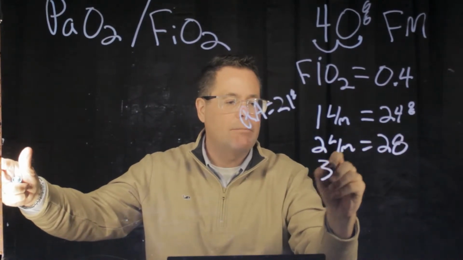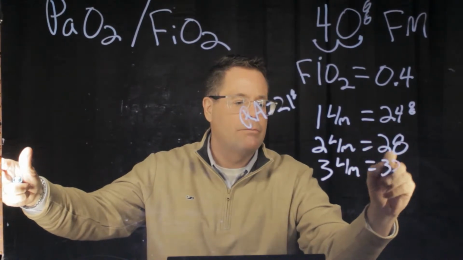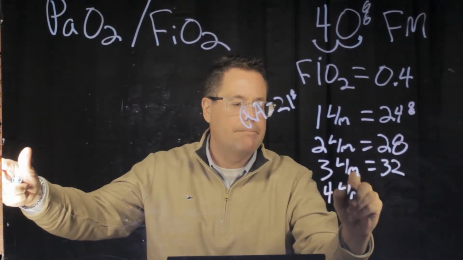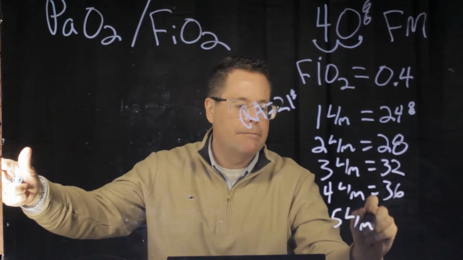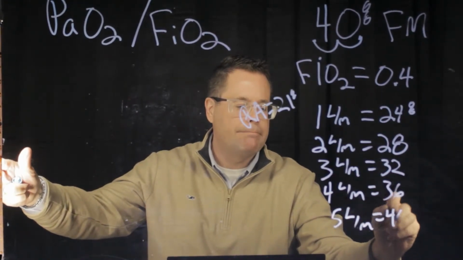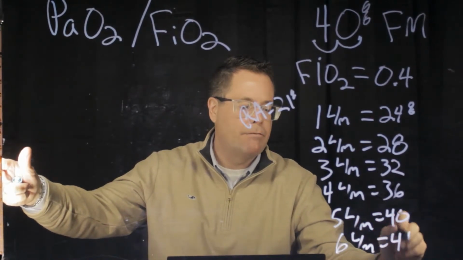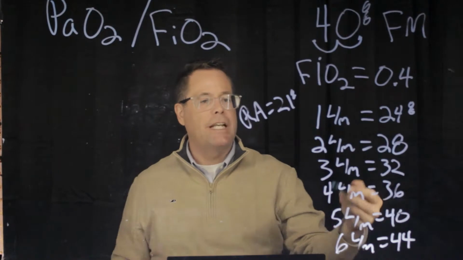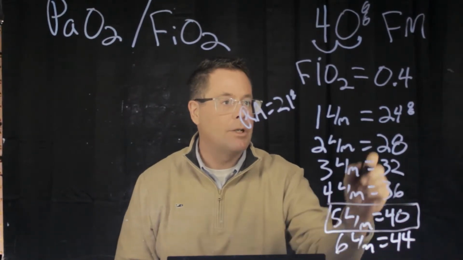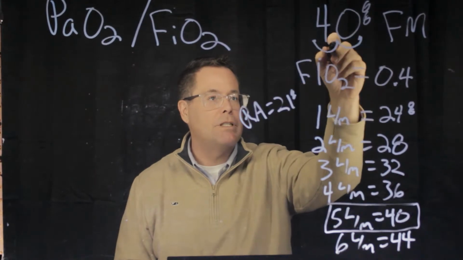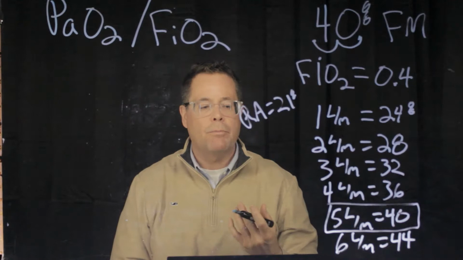So 2 liters will be 28%, 3 will be 32, 4 liters a minute is going to be 36, 5 liters a minute is going to be 40, 6 liters a minute is going to be roughly 44. These are going to be your percentages. Once again, if we have somebody that's on 5 liters a minute, we know that's 40%. Like I said before, we just move our decimal point 2 places to the left, so it's 0.4.